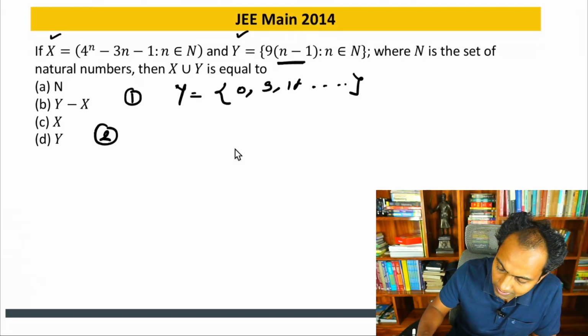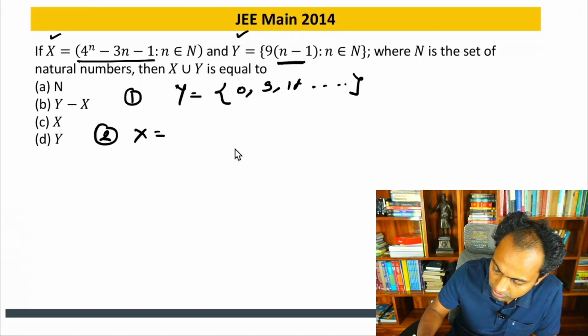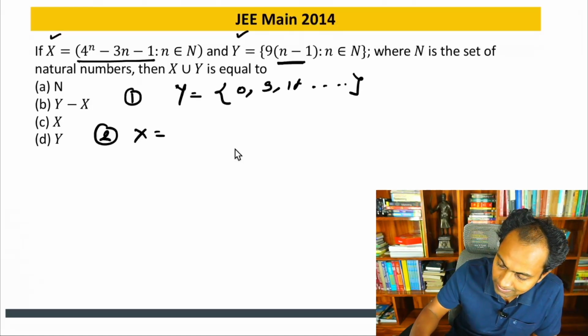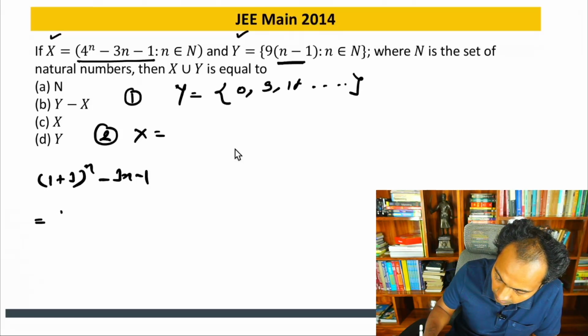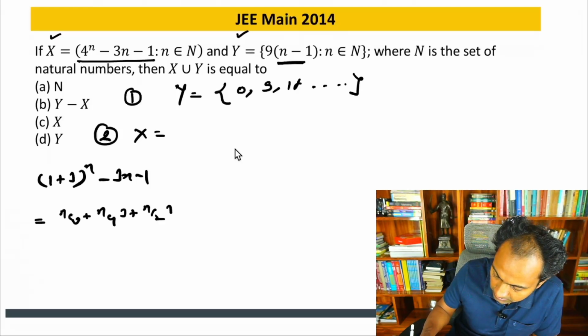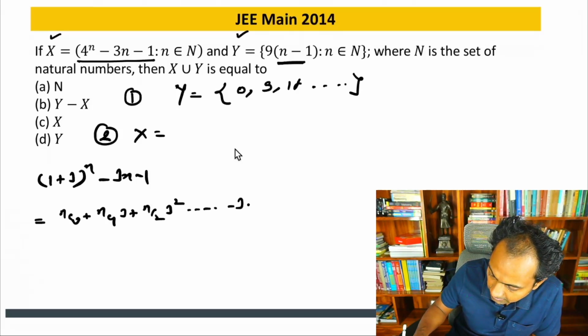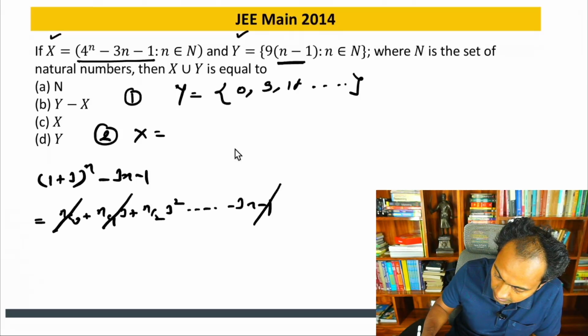In order to understand Y, what we will have to do is basically we will have to understand 4 raised to the power n, minus 3n, minus 1. So for that, let us write 4 as nothing but (1 plus 3) raised to the power n, minus 3n, minus 1, and if I expand this, it is going to become nothing but nC0 plus nC1 into 3 plus nC2 into 3 square, so on and so forth, minus 3n minus 1. You can see that the first and second terms cancel out, and we have again got a multiple of 9.